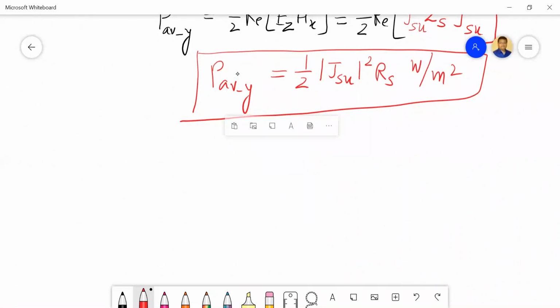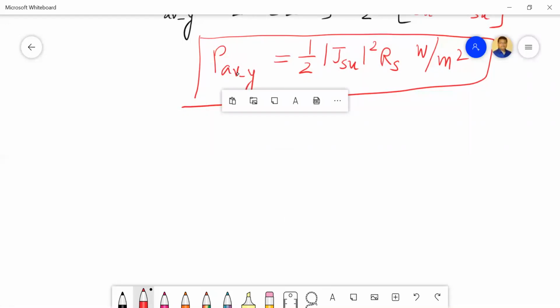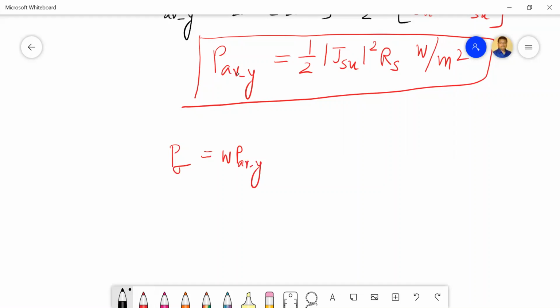Now let us see the ohmic power dissipated in a unit length of the plate having width W. So how will we write this? P sigma is the ohmic power dissipation per unit length of the plate width, which is W. So P sigma will be W times P average Y. This is the relation we are supposed to use.